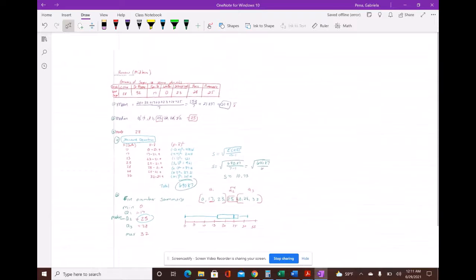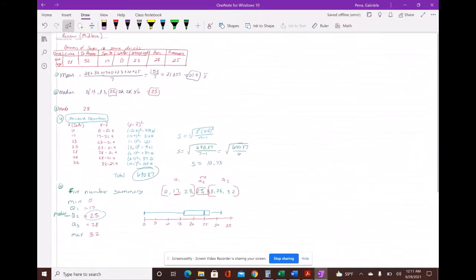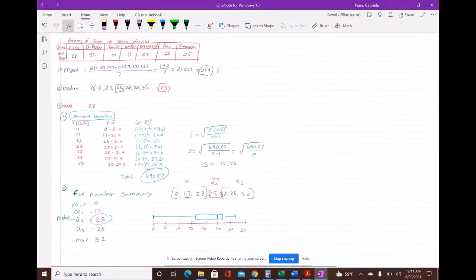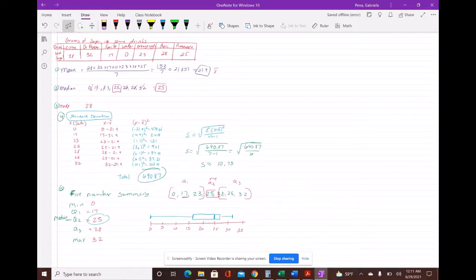So this problem itself, once again, is worth a total of 16 points. If you're able to do mean, median, mode, the 5-number summary along with the box and whisker, you should be able to do that. Keep in mind you're allowed to use a calculator.